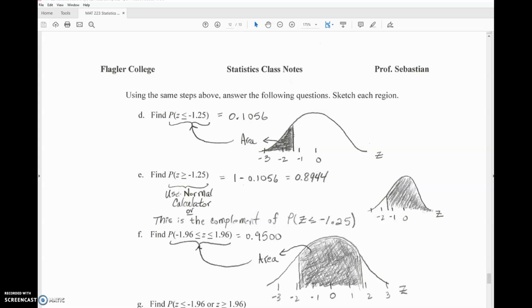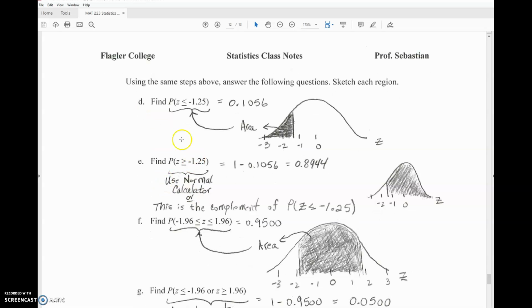We're now on page 88 in section 6.2 where we're talking about the normal distribution. And we're finishing off the previous example where I just want to do the probability that z is less than or greater than or between some different numbers.